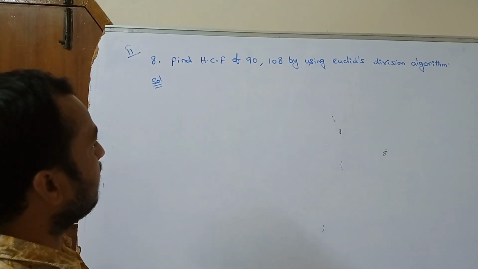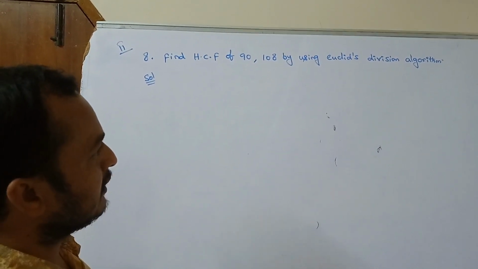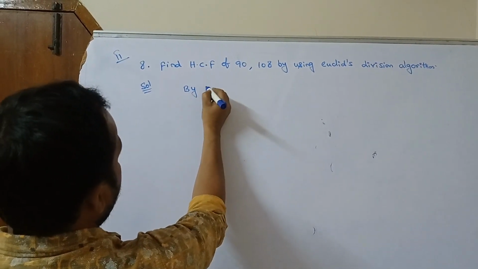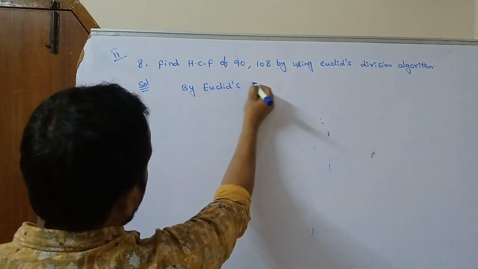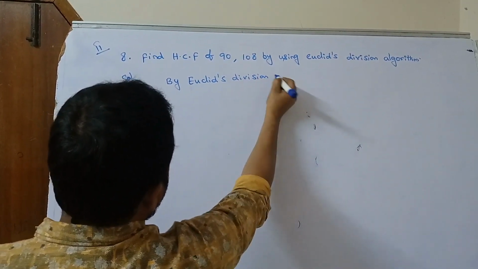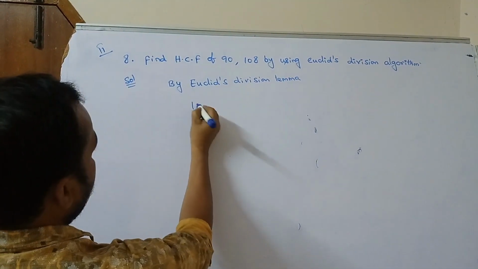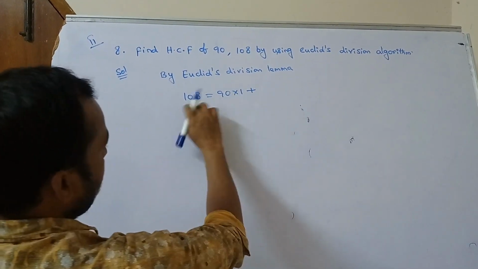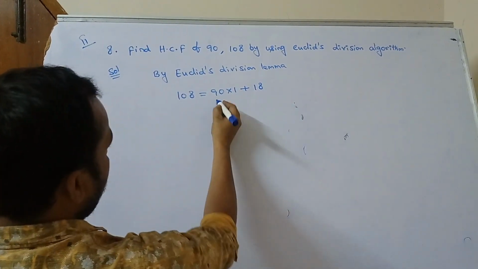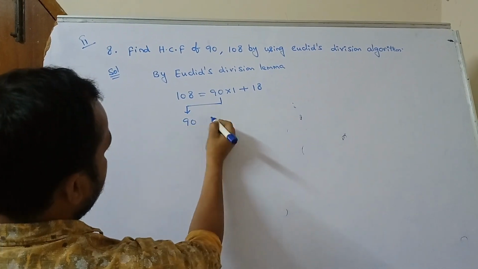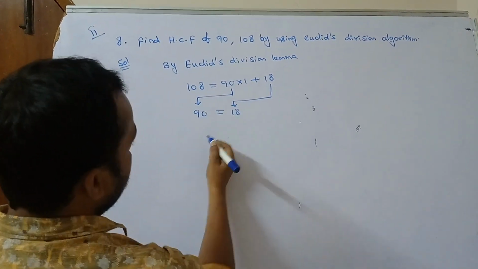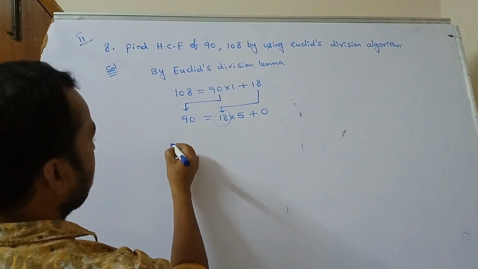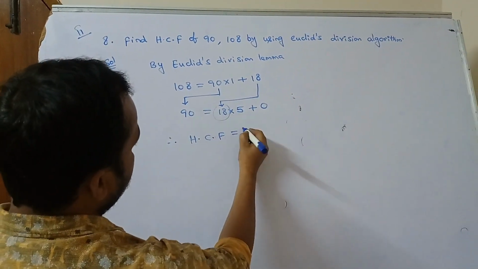Now, eighth question: find the HCF of 90 and 108 by using Euclid's division lemma. By Euclid's division lemma, 108 equals 90 into 1 plus remainder 108 minus 90, which is 18. Now write down 90 and 18. 18 into 5 is 90, remainder 0. Now this 18 is the HCF, therefore HCF equals 18.